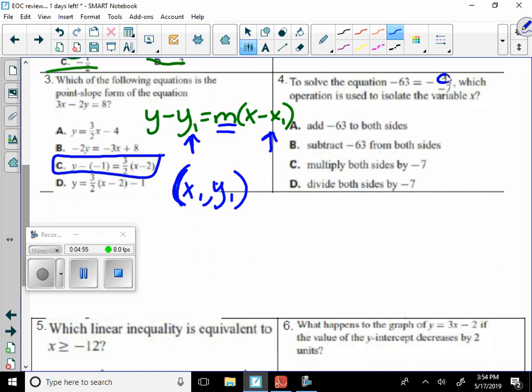Anywho, when you see division by 7, what are you going to do, the opposite of division? That's called inverse operations. If you had seen x plus 63, the opposite of 63 would be subtract 63. So the answer would be B. If you had seen x minus 63, the answer would have been A.